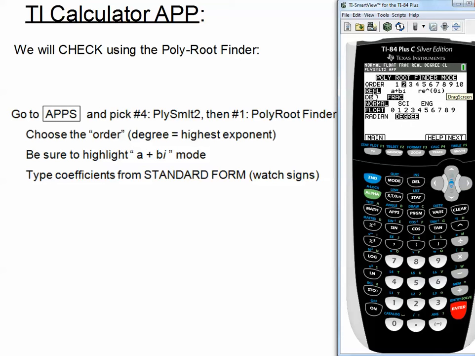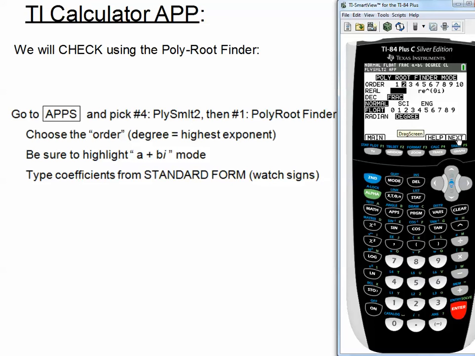We're not interested in only real answers, so I am going to use my arrow and go down to A plus BI. That is our complex mode. Make sure that that is highlighted. So I'll push enter on that. Everything else can stay the same. We'll take our answers as fractions, and everything else is the same.